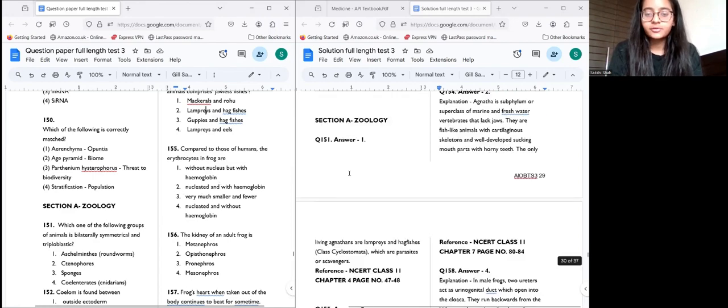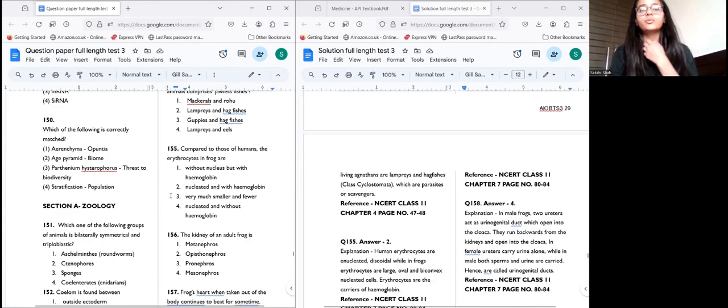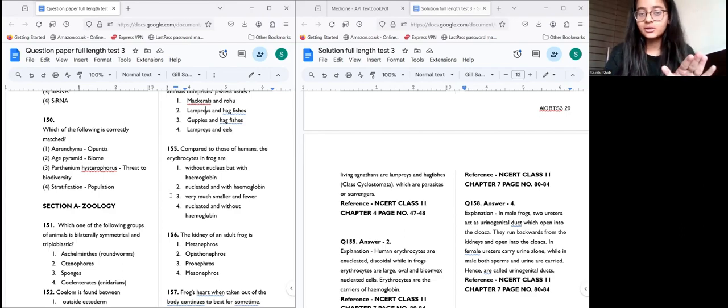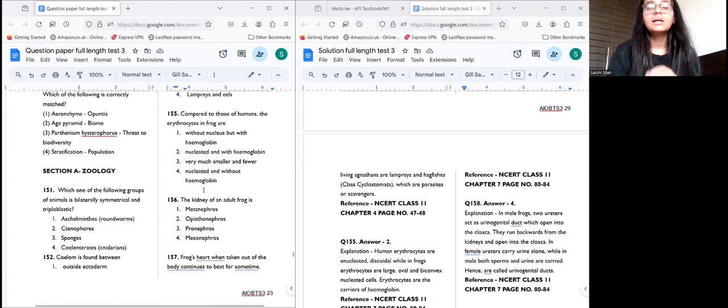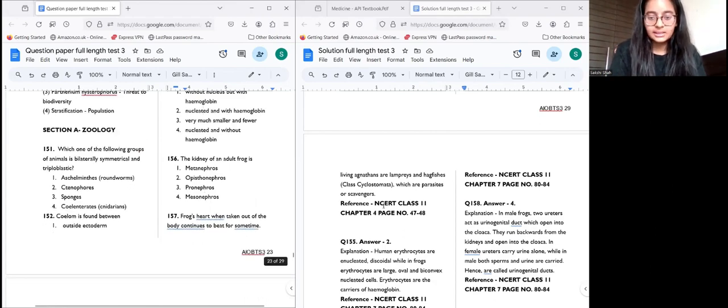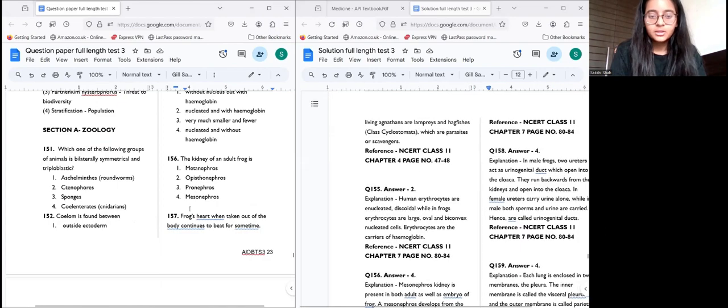So the answer for this 155 is option number 2, which is they are nucleated with hemoglobin. So hemoglobin is present in both humans and frogs. So that's not a differentiating factor. The differentiating factor is the presence and absence of a nucleus. The kidney of an adult frog is known as mesonephros. That is the correct answer. This is something you'll need to know. Then frogs have.